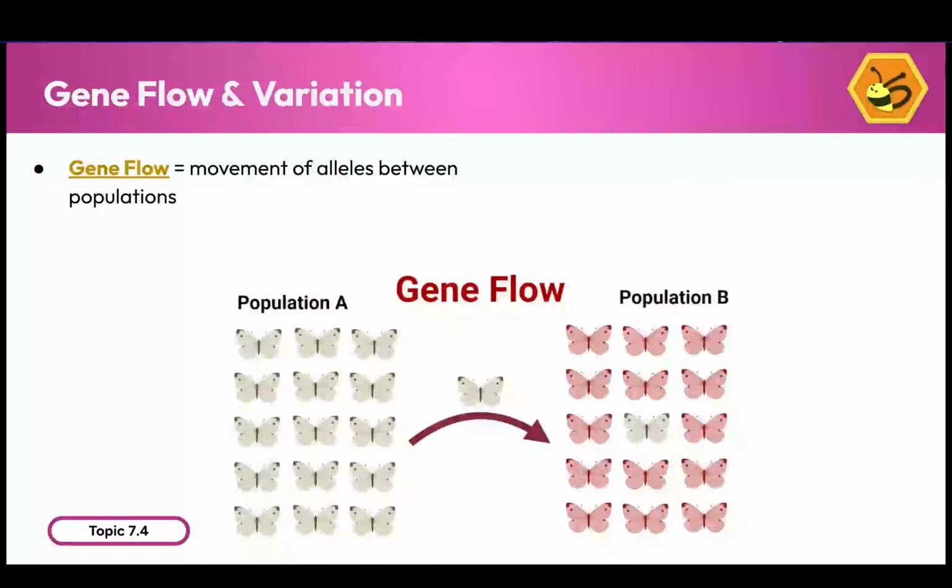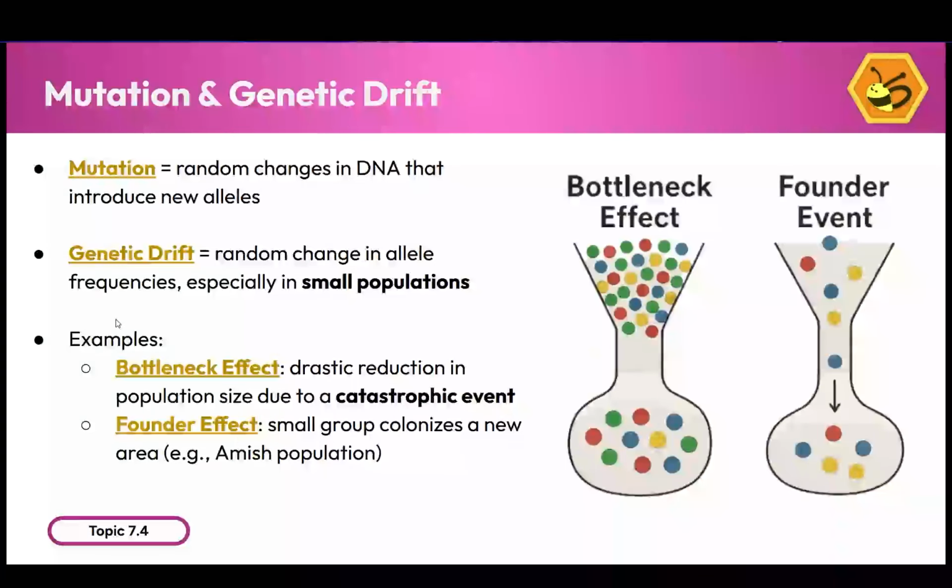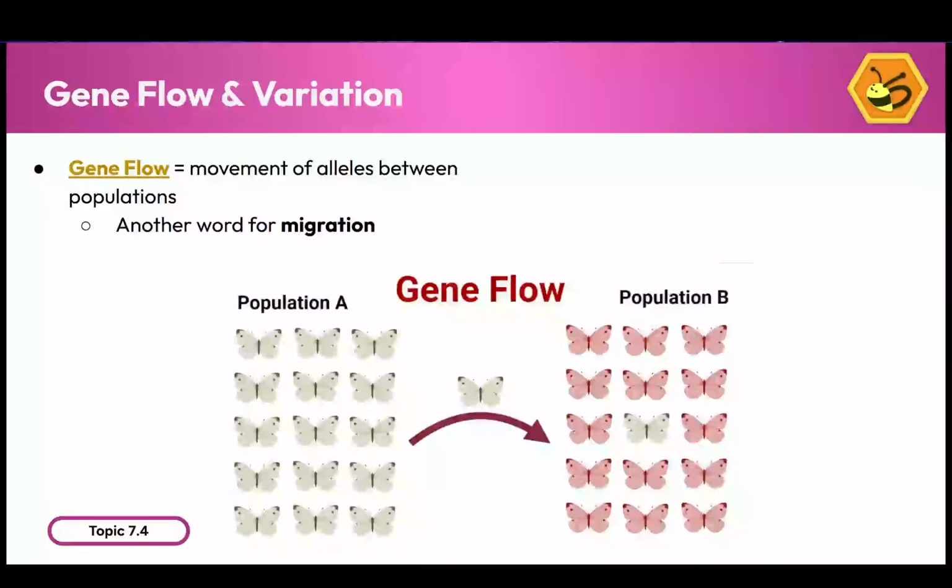All right, so next up is gene flow and variation. Gene flow is just another word for migration: the movement of alleles from one population to another. This increases genetic variation, whereas bottlenecks and the founder effect all reduce genetic diversity. Let me know if that makes sense.